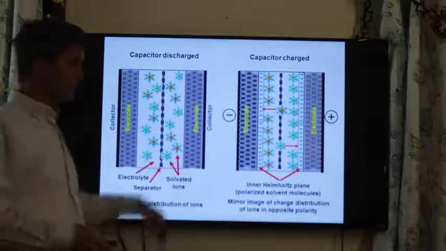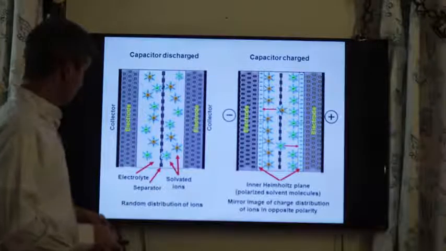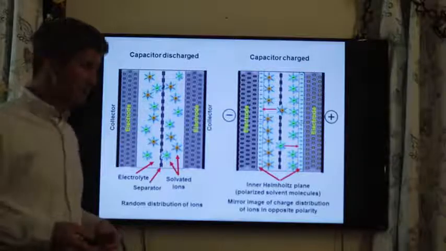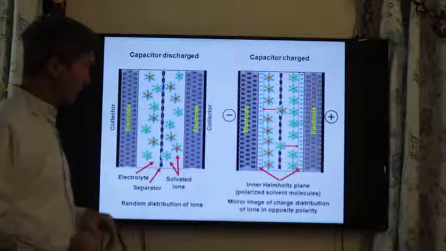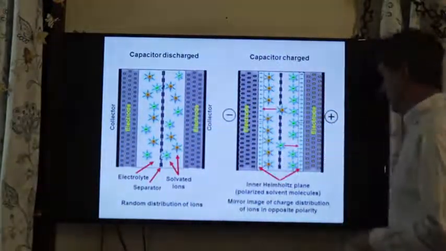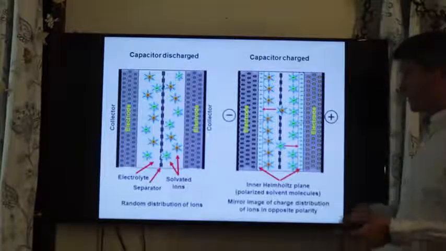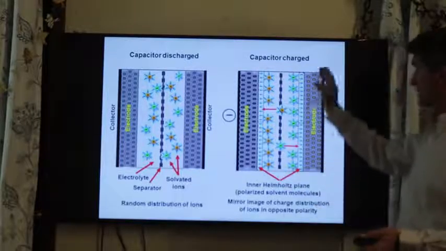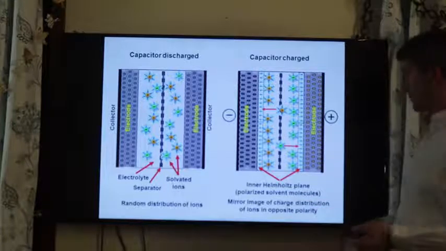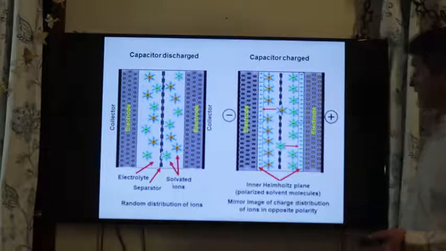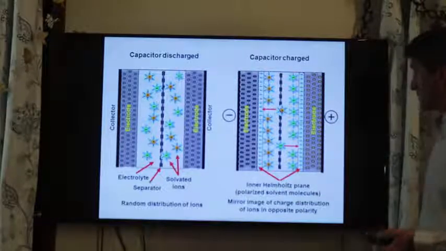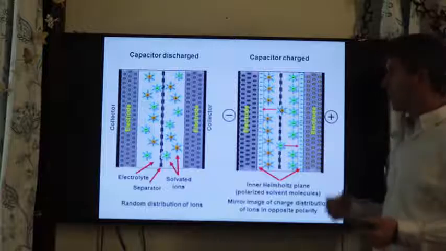You have these ions, which are basically dissolved in this electrolyte. We have these polarized solvent molecules. Once we charge it, the ions will migrate, and we get this distribution of charge just like we have in a capacitor. The positive side, the negative side. The polarization takes place. We're storing charge. We're getting positive charges on one electrode and negative charges on the other electrode.